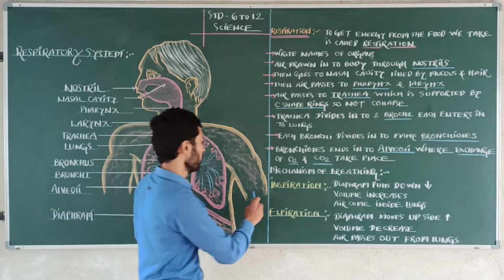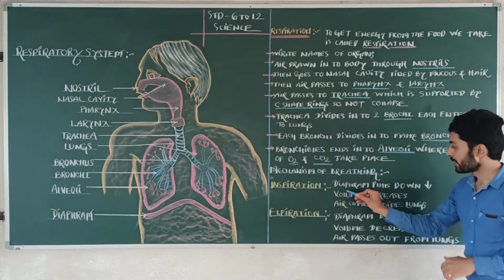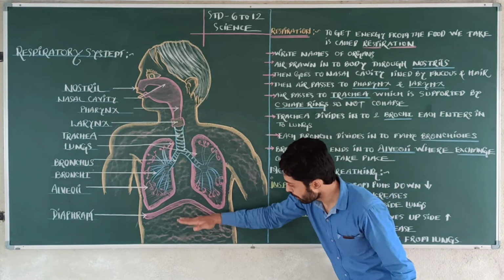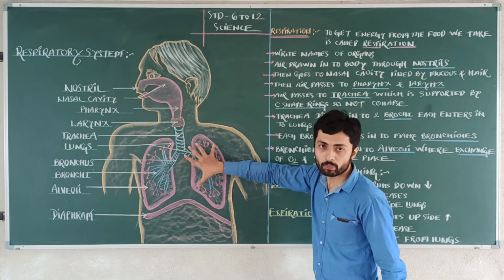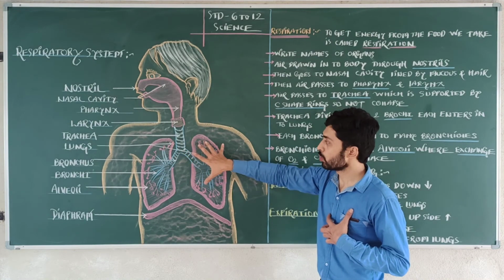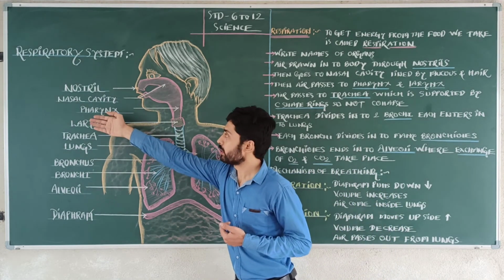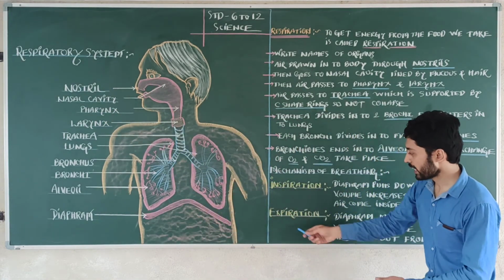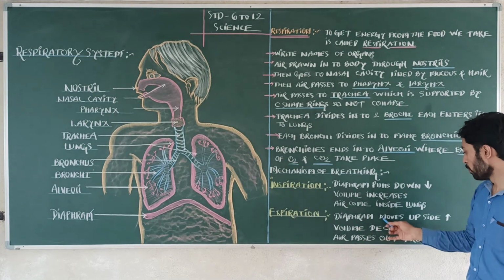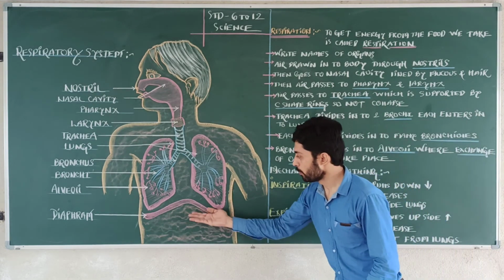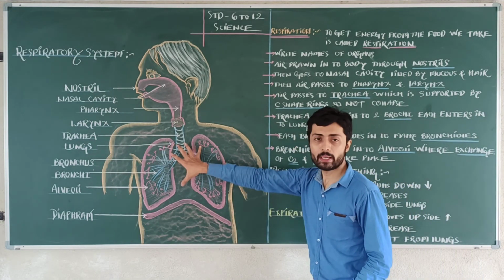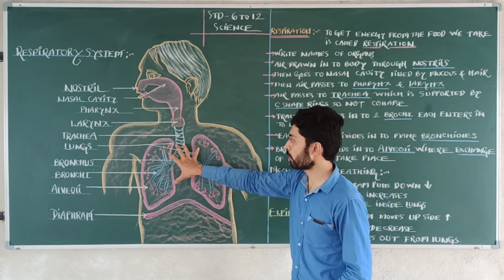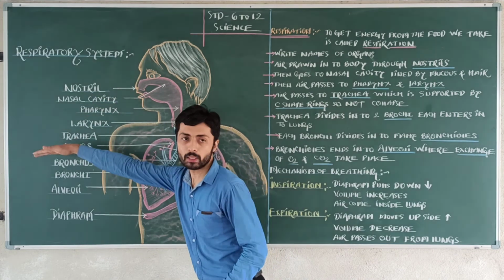I repeat. What happens in inspiration? The diaphragm pulls downside. This belt-like structure, the diaphragm, pulls downside. So the volume of the chest region increases. So air from the external environment comes to the lungs. And the reverse, opposite, is expiration. The diaphragm moves upside. So the volume in the chest region will decrease. So carbon dioxide gas, air from the lungs, passes out from the body.